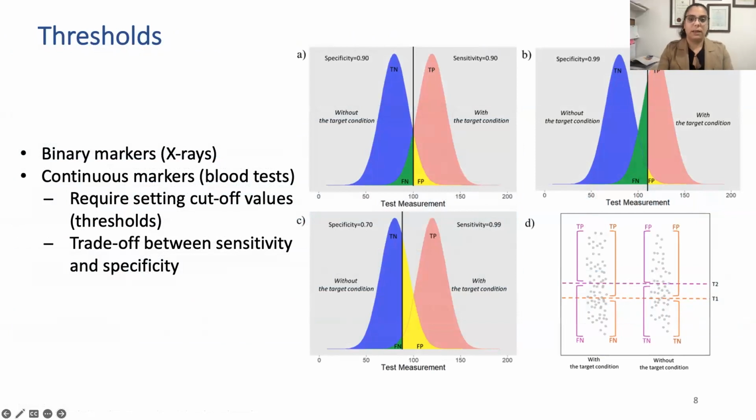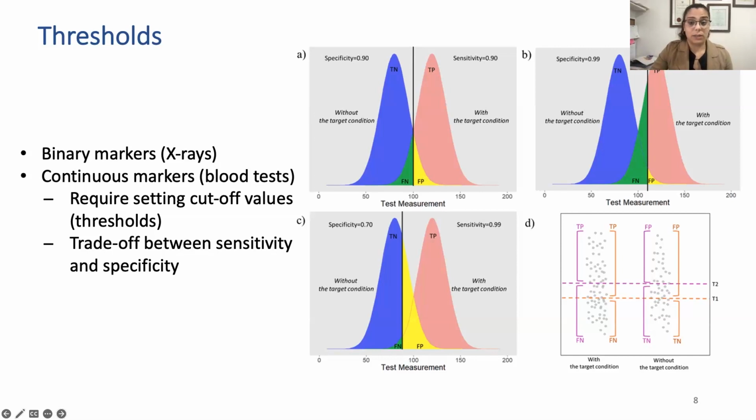Now, as we said, diagnostic tests may be binary markers like the X-rays, for example, which directly indicate the presence or absence of the disease. But we may also have continuous or ordinal tests, such as the blood tests that we said before. And in this case, we need to set a cutoff value, a cutoff point, the threshold that we usually call it, according to which we are going to decide on the test positivity. So the threshold, for example, here, dichotomizes the continuous test into negative and positive results.